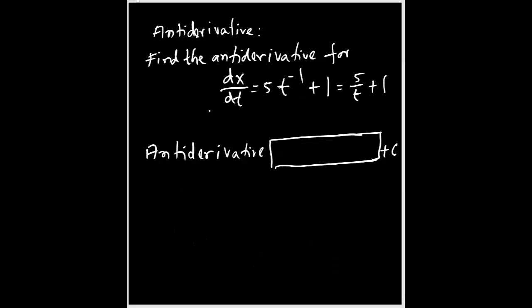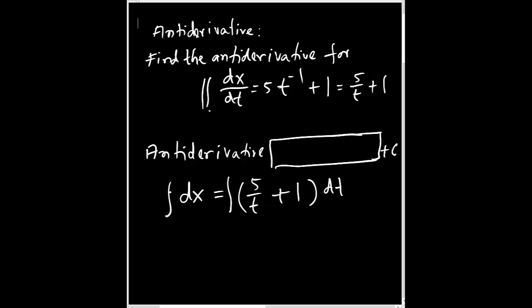You may see some problems written like: find the antiderivative for dx dt, which is 5t to the negative 1 plus 1, or it could be written 5 over t plus 1. So when you take the antiderivative of this one, you can write dx equals 5 over t plus 1 dt. You can multiply both sides by dt and then take the antiderivative.